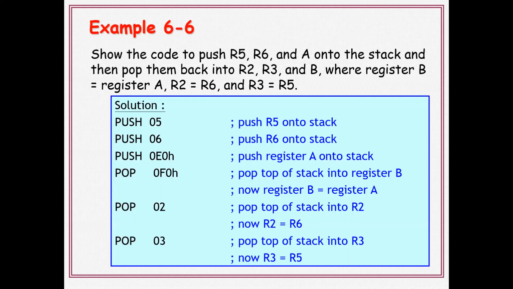So for this one, the solution is first PUSH R5. The R5 address is 05, so push 05 onto the stack. Second one, PUSH R6. The R6 address is 06, so you can push 06. Next one is to push the content of the accumulator. Here the accumulator address is E0H. E is an alphabet letter, so we put 0 before that E. So first push R5, R6, and A to the top of the stack. Instead of their names, you use their addresses.